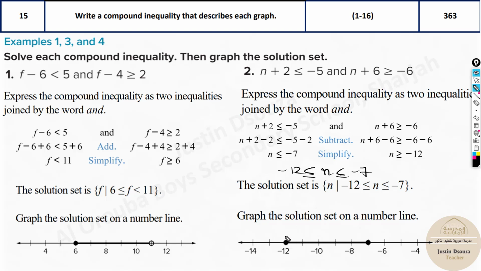That's it. Now, within this range only. Minus 12 is a smaller number, minus 7 is a bigger number than minus 12, so all the solutions are between that. So the possible answers are anything between these two: minus 12, minus 11, minus 10, minus 9, minus 8, and minus 7. Any value within that. So this is how we do it.